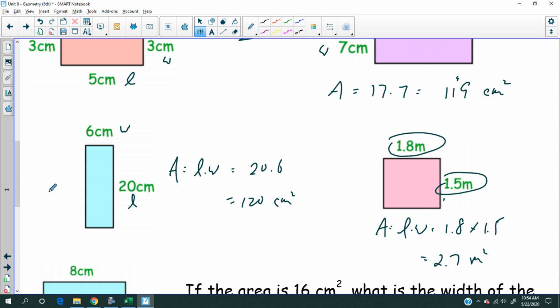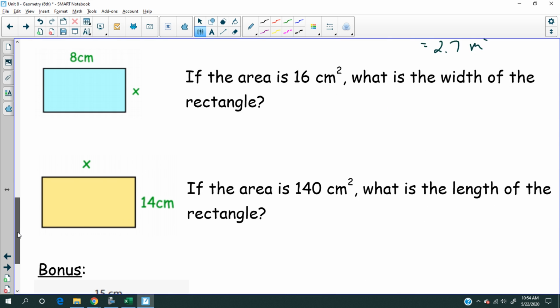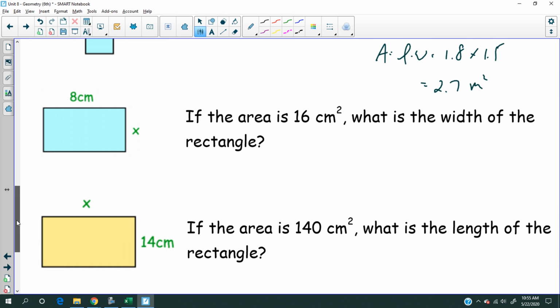Let's see. Oh, I got a bonus for you. Okay. All right. So, looking at just this question right here. If the area is 16 centimeters squared, what's the width? So, in other words, knowing that the length is 8 and the width is this mysterious number, what would 8 be multiplied by, right?